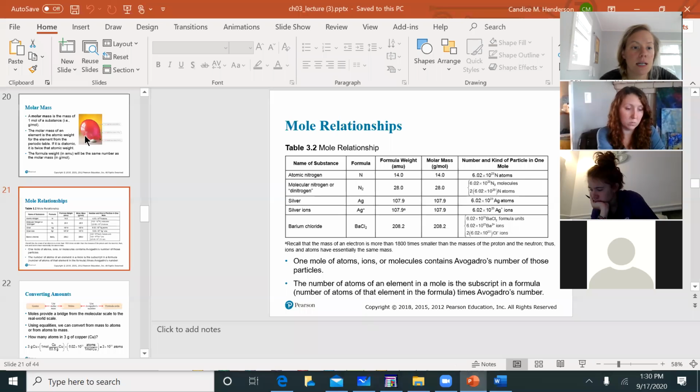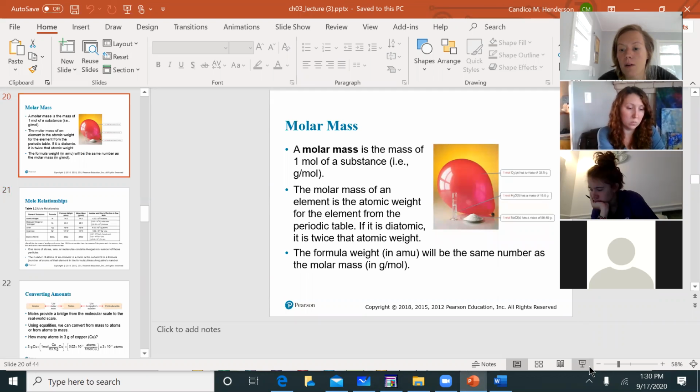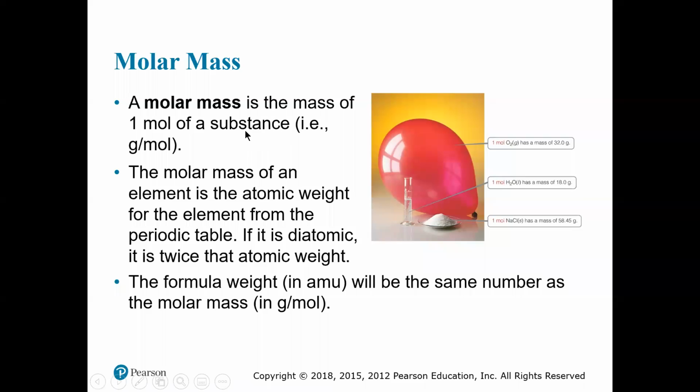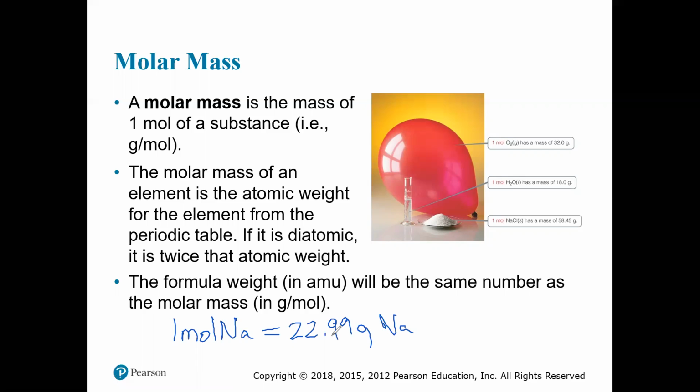Back over to the slides. We're going to talk about molar mass. A molar mass is the mass of 1 mole of a substance. So if I have 1 mole of Na, its molar mass, or how many grams per mole, is going to be equal to 22.99 grams of Na.